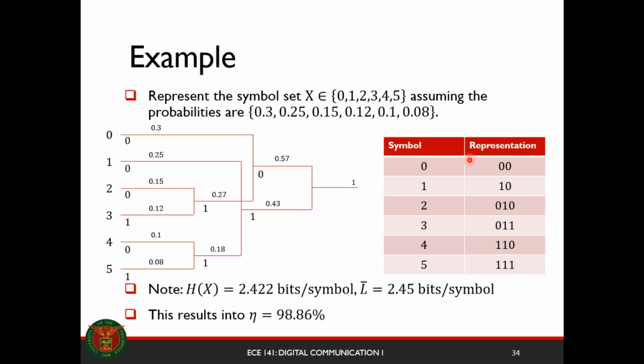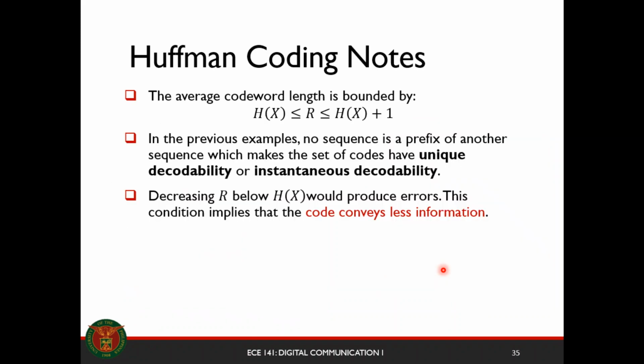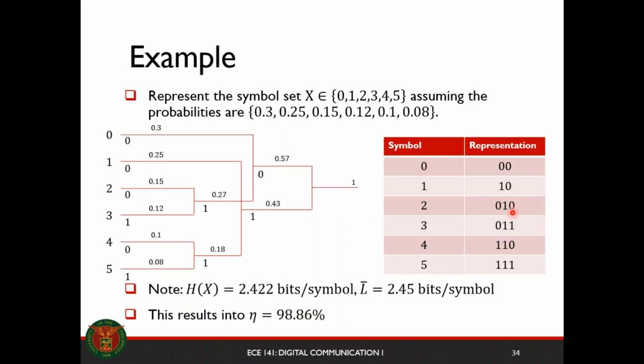So as you can see, if we get the first bit as bit 0, it's either 0, 2, or 3. If the first bit is 1, it's either 1, 4, or 5. So basically, we are able to instantaneously decode the bits that we will get. As you can see, this 0, 0 cannot be found in the first two bits of the others. This 1, 0 pattern cannot be found in the first two bits of the next two.